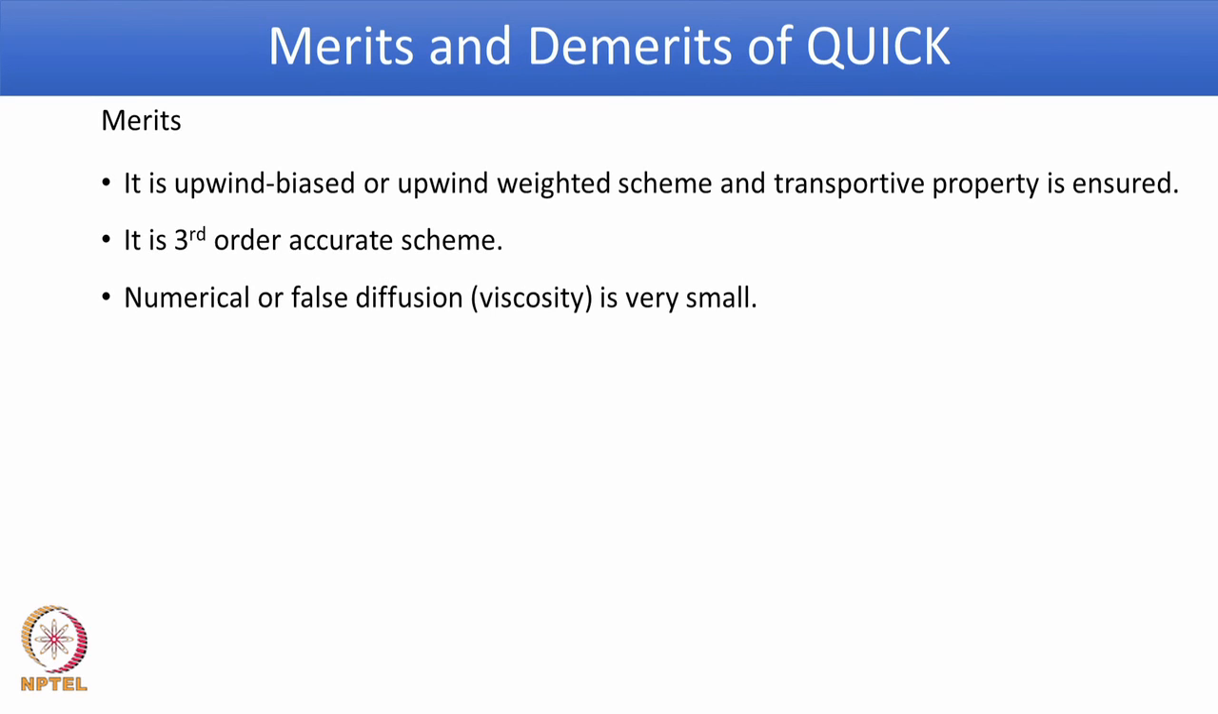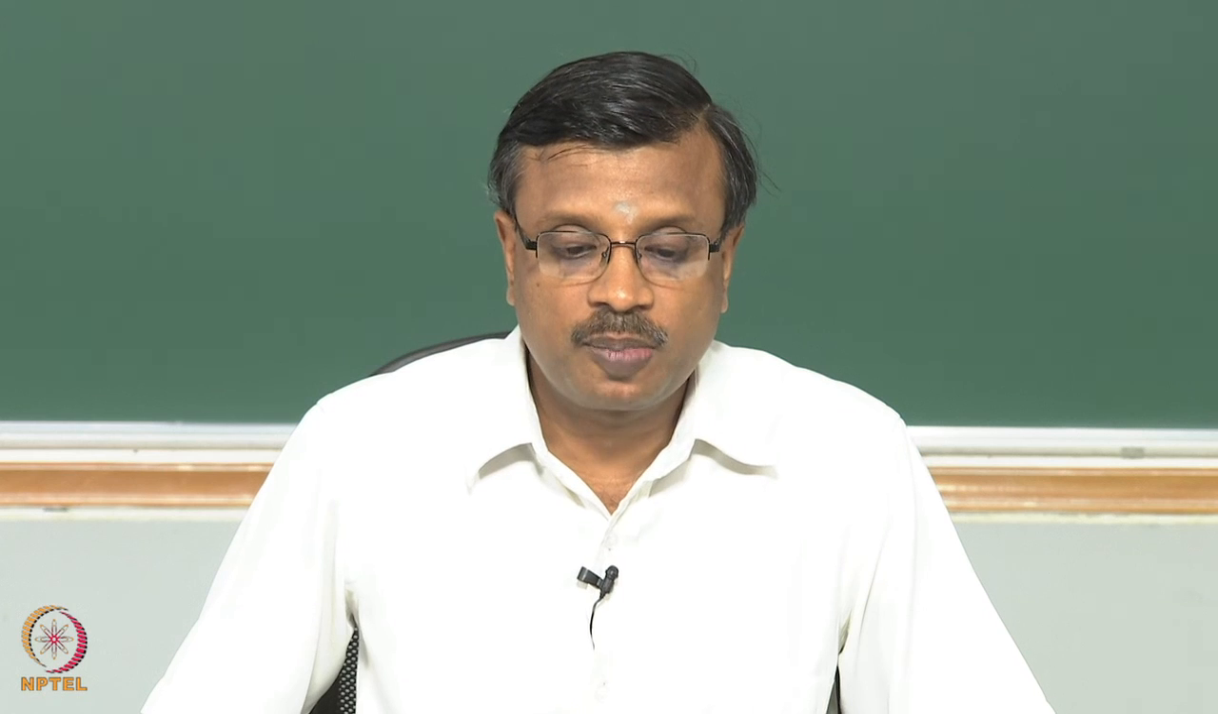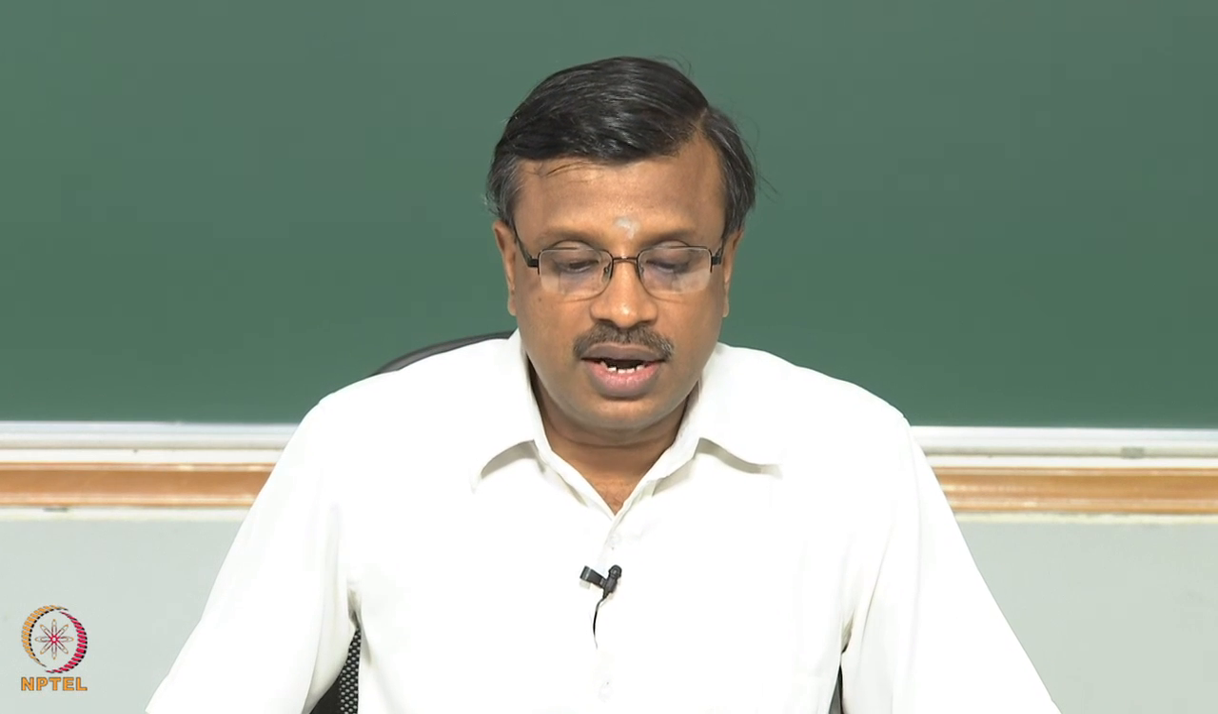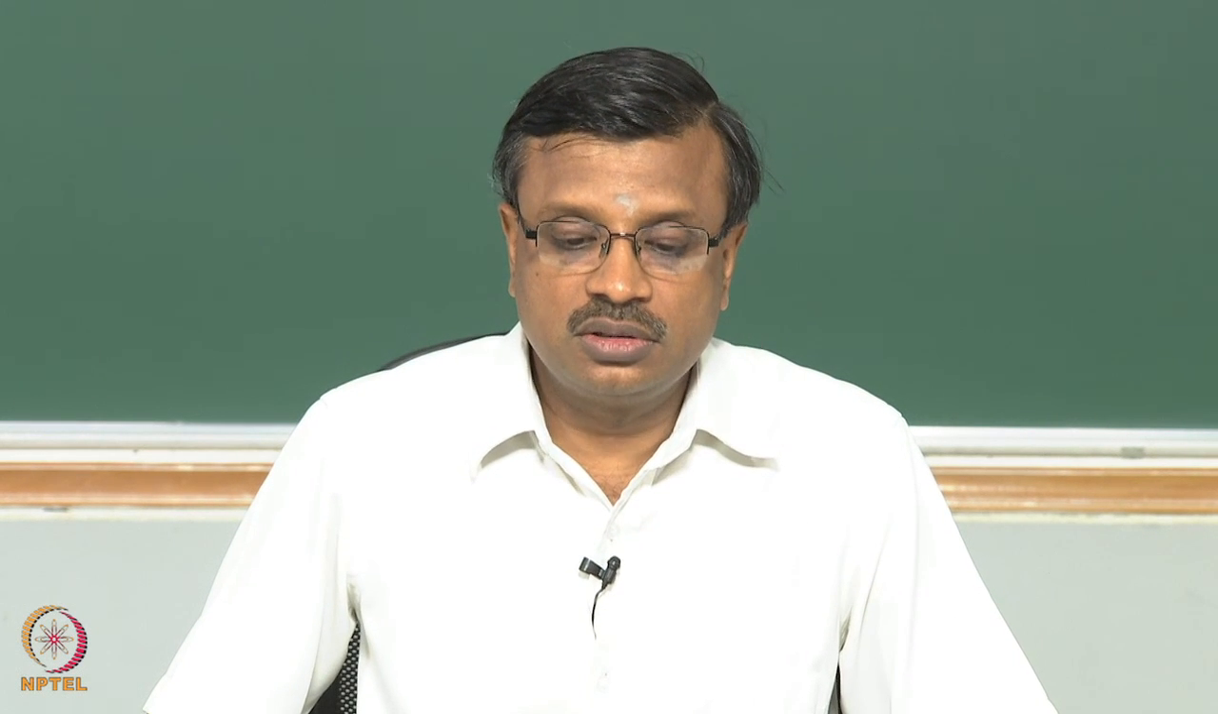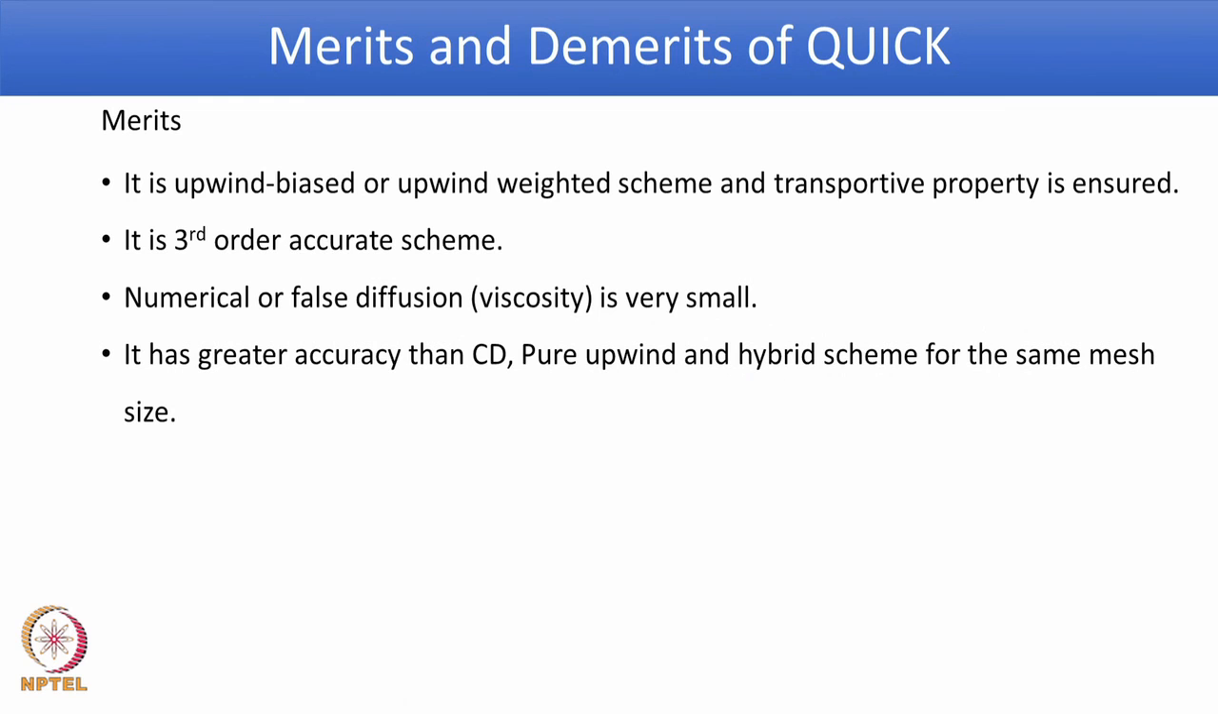And numerical or false diffusion, which is also called numerical viscosity, is reduced, it is very small, and it has an accuracy greater than central differencing scheme, pure upwinding, even hybrid scheme for the same mesh size. Though these merits are there, it also has its own demerits.